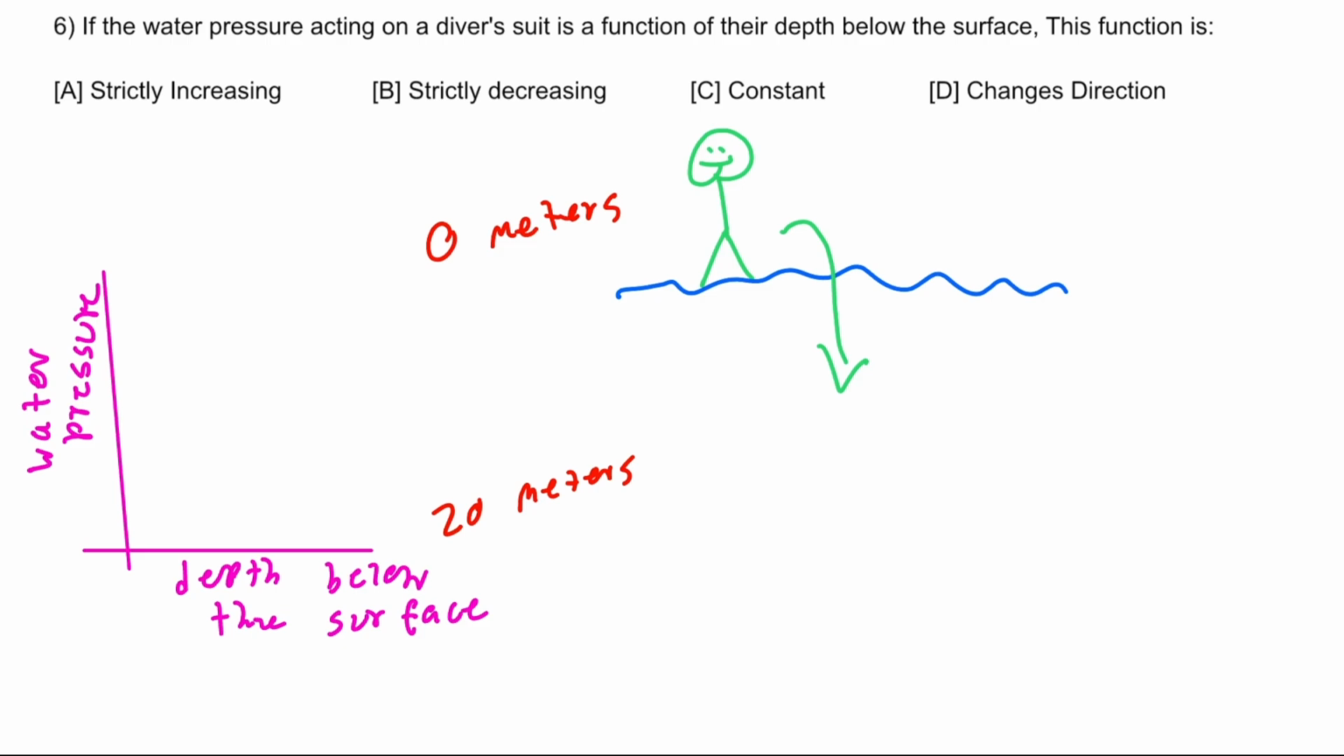Okay. Right now, when he is at 0 meters, it's going to be right here at the origin. And as we increase in depth, our water pressure will increase as well. So we'll get a line that'll look something like this. And water pressure is in fact linear as a function of depth below the surface. And as we can see, we have a positive slope. Therefore, this function is going to be strictly increasing. A would be your correct answer.